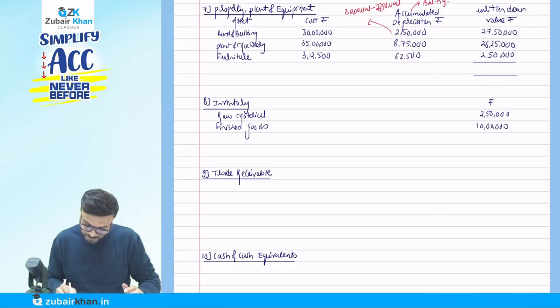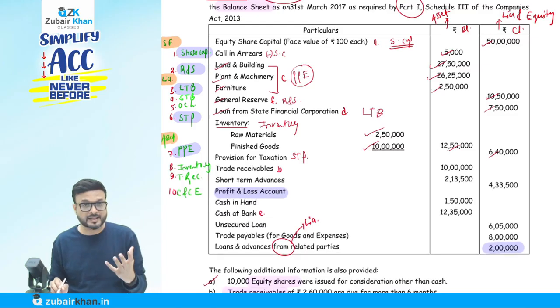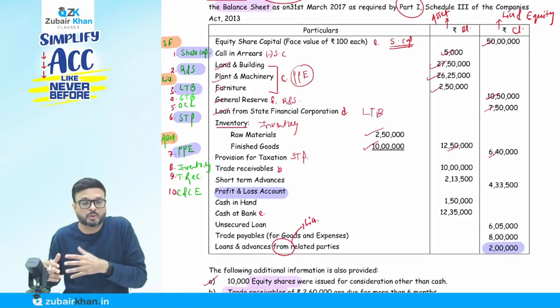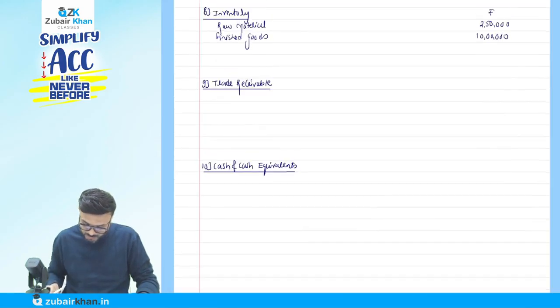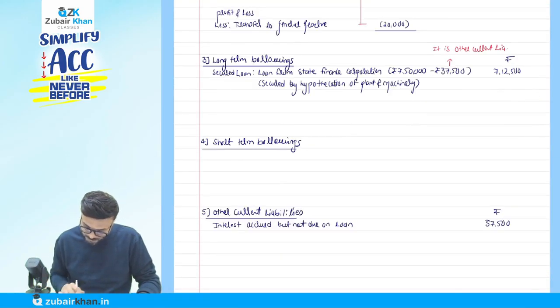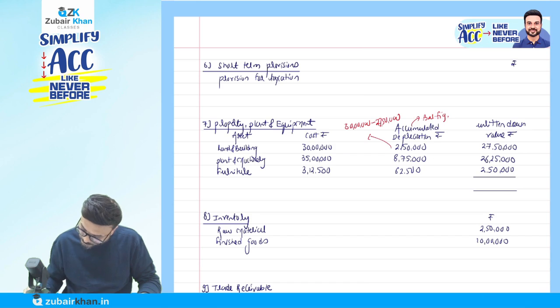10 lakh. Then we have provision for taxation, which is a short-term provision. So write down this 6,40,000. What is this provision for tax? It's a short-term provision, because provision for tax we have to pay within a year only. So write down in short-term provision, notes to account number 6. Provision for taxation 6,40,000.